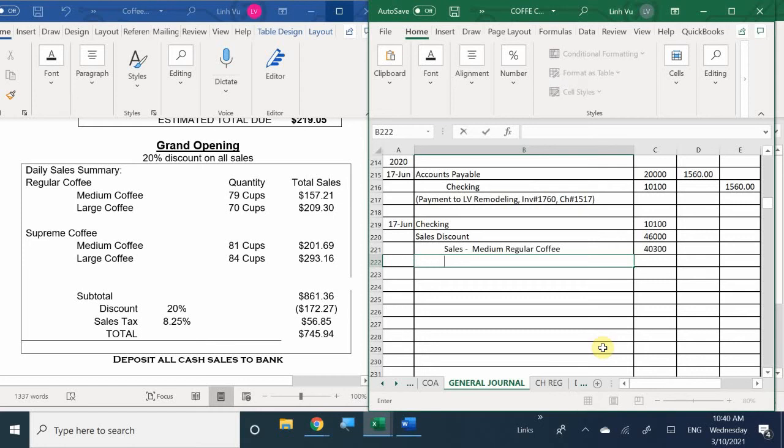I want you to see the structure of this journal, because it will become something that you may have to use over and over again. Large regular coffee, 4350. We also have sales medium supreme coffee, 40450.